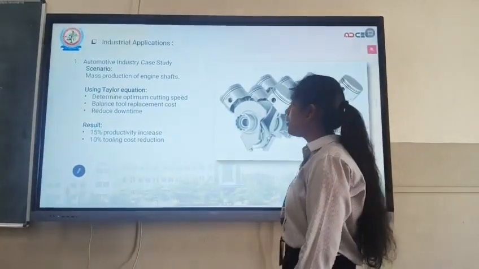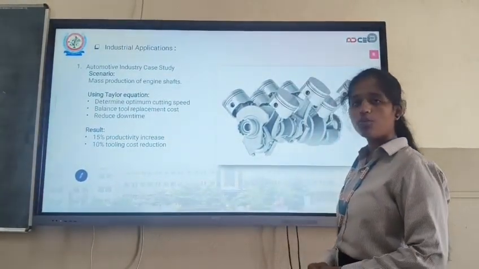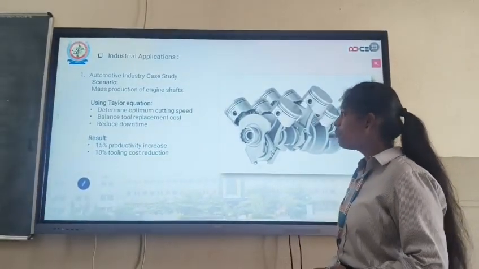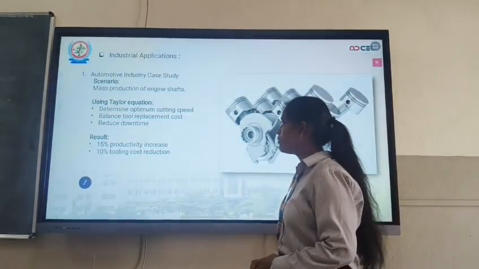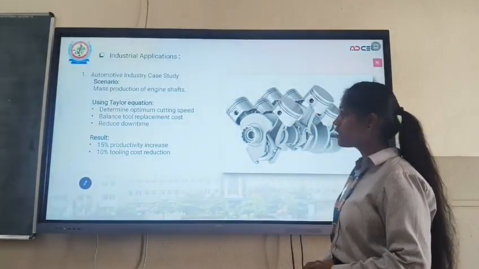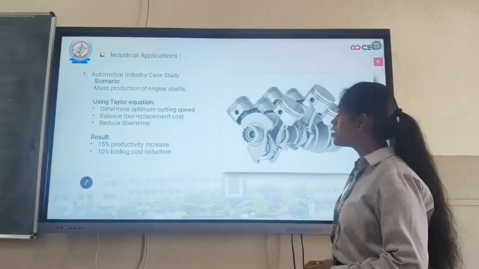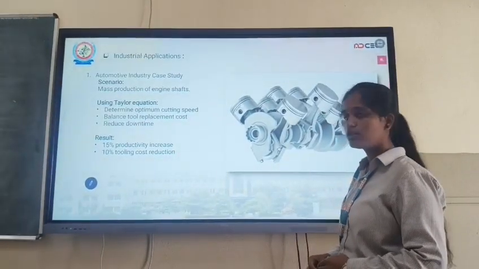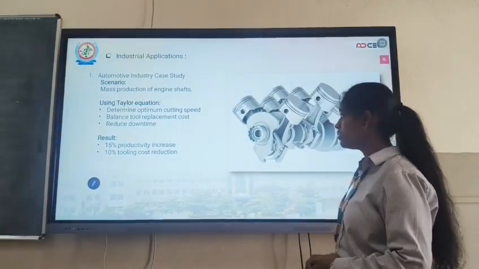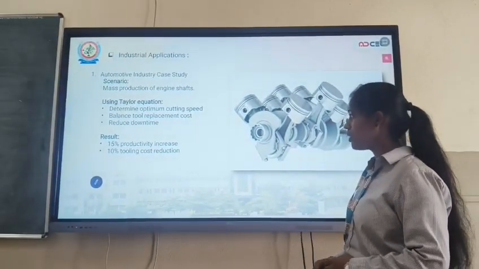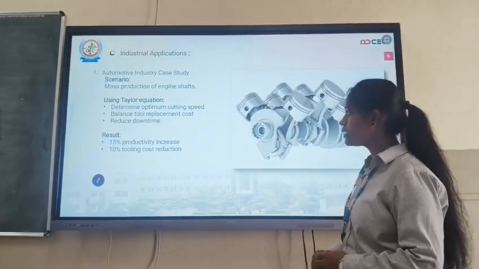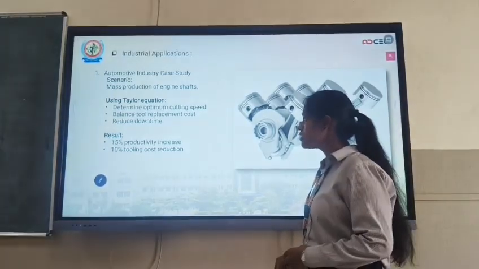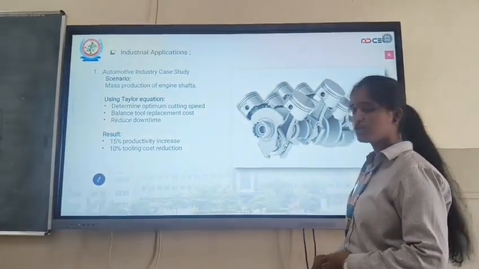Next slide is industrial applications. First is an automotive industry case study. Scenario: mass production of engine shafts. Using Taylor's equation: first, determine the optimum cutting speed; second, balance tool replacement cost; third, reduce downtime. And the results: a 50% productivity increase and a 10% tooling cost reduction.